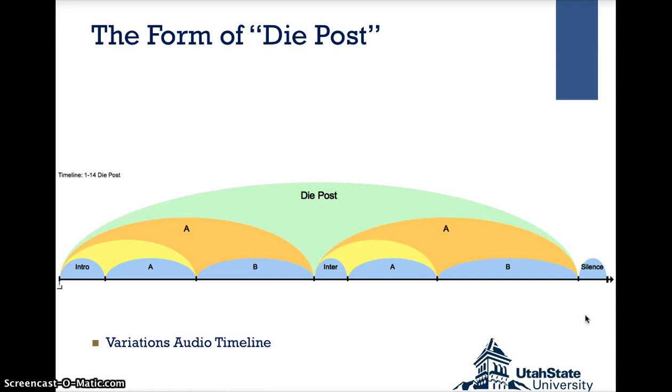Before we hit play, first let's examine the form of Die Post. Die Post could be viewed as a strophic piece, or even possibly a modified strophic piece. The overall form of the piece begins with an intro that leads directly into section A, and those two are very connected. And then you move into the B section, and then we have the interlude, once again, as a preface that's very connected to section A, and then back into the B section.